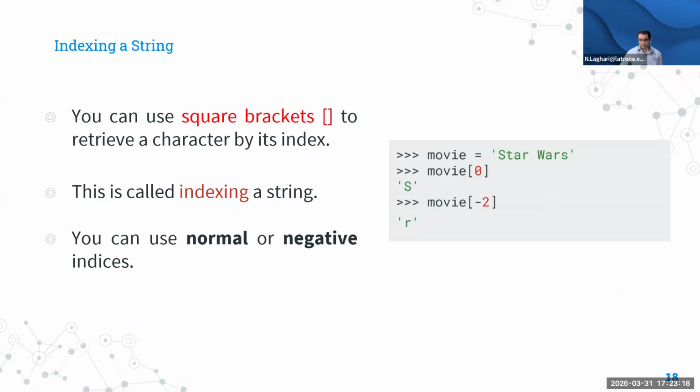Now, I think that this is pretty clear. Index 0 is S, and -1 and -2 is R.